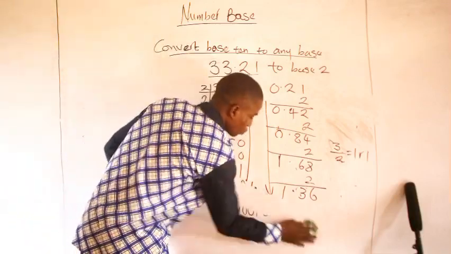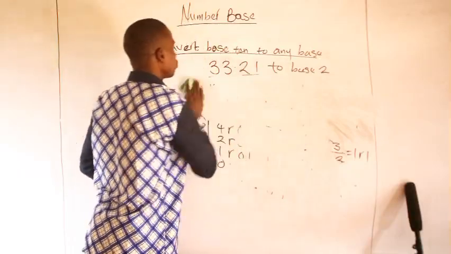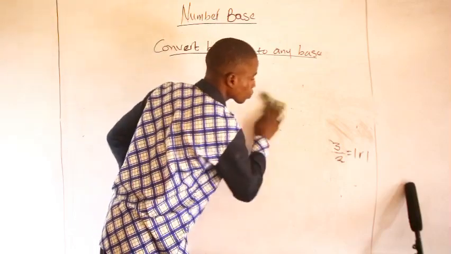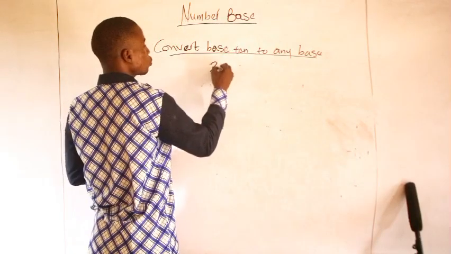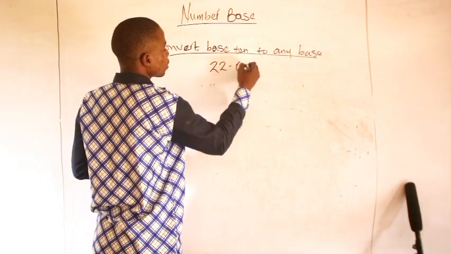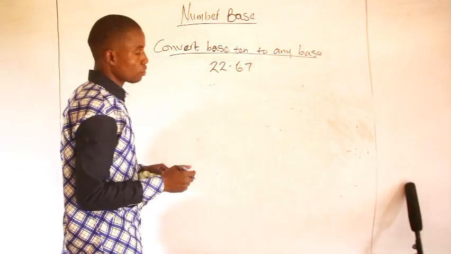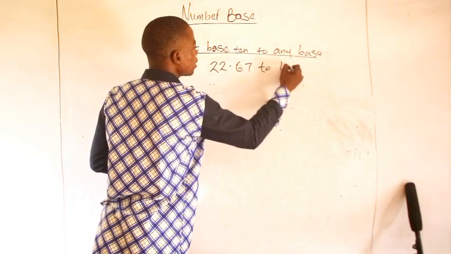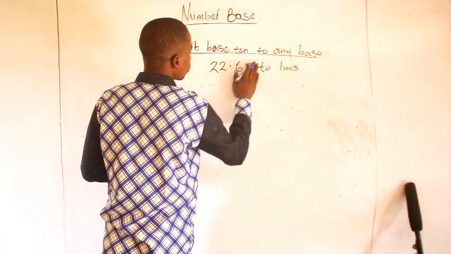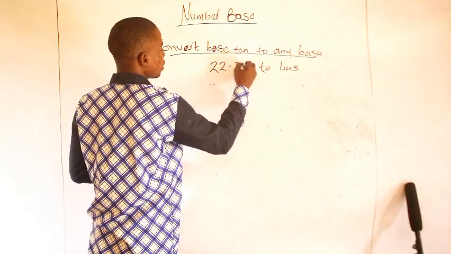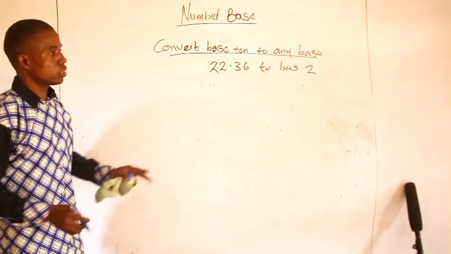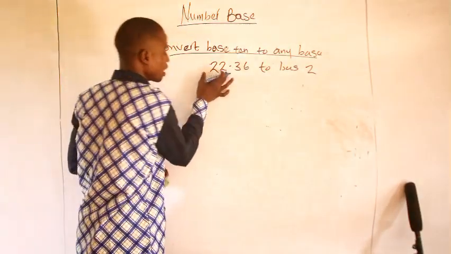Let us look at another one. Let us look at 22.67 to base 2. Let me do like this, to base 2. What do we do? First convert this one.